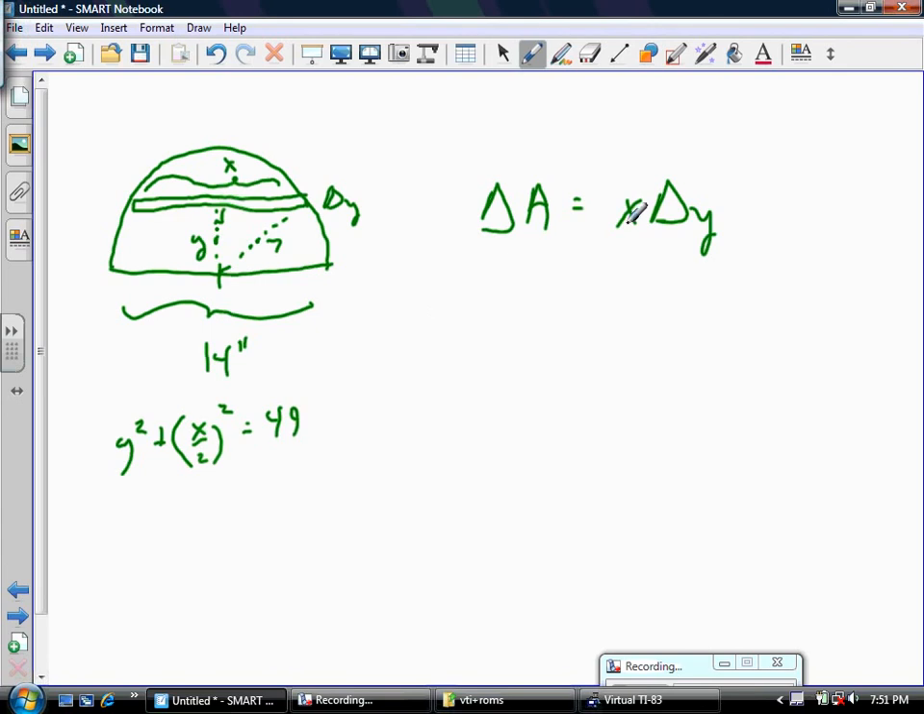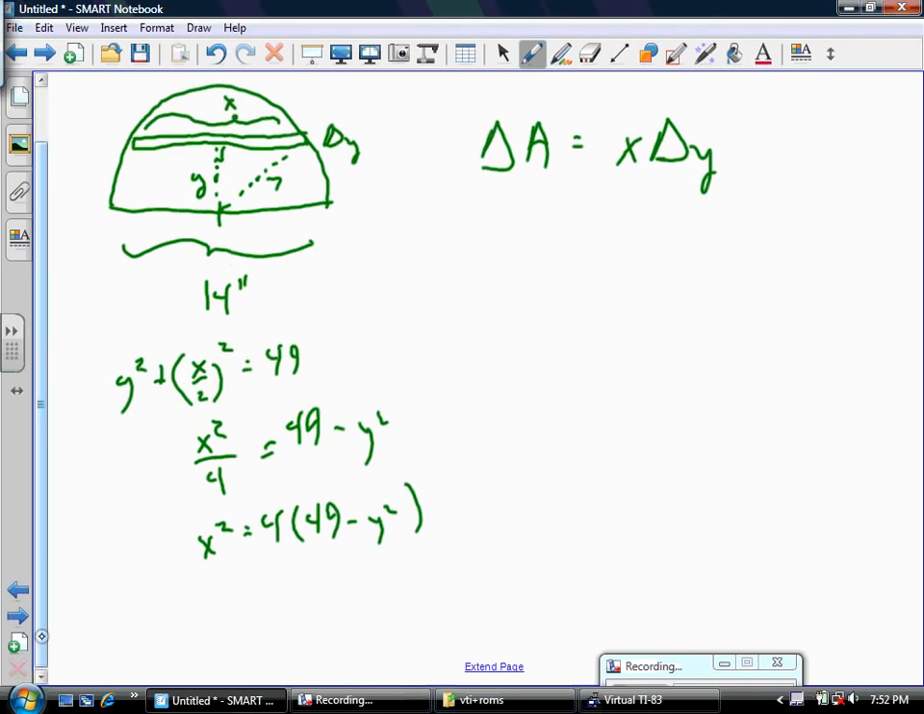Okay. All right, I'm trying to get x alone. So how do you get x alone? I want to get x in terms of y so I can integrate with respect to y. So how to get x alone? First, subtract. So x squared over 4 equals 49 minus y squared. Then what? Multiply by 4. Okay, x squared is 4 times 49 minus y squared. Or you can distribute it if you want. And so x is just the square root of that. Leave the 2 outside.